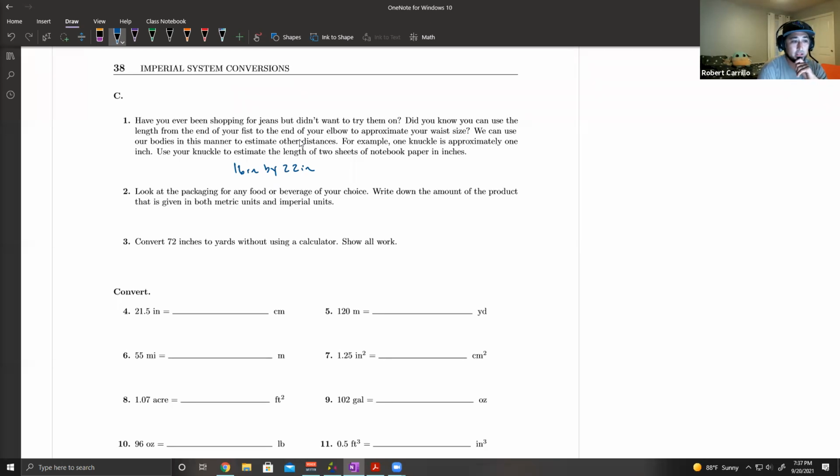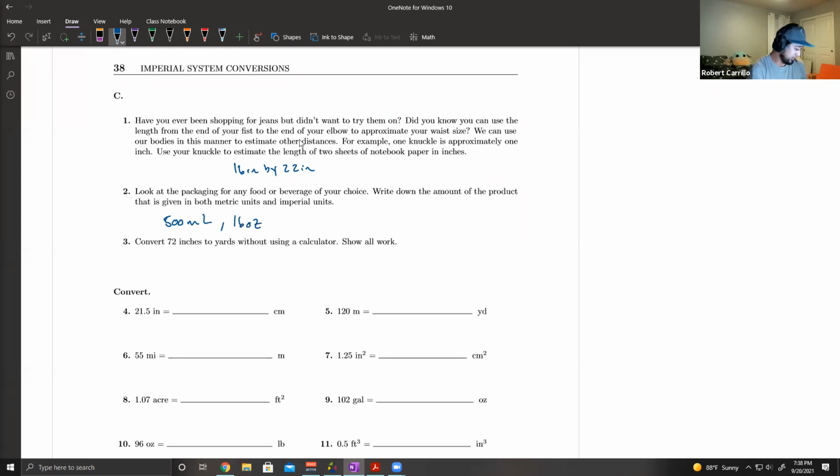Write down the amount of the product that is given in both metric units and imperial units. Oh, anybody have a soda next to them? I do not. Oh, I have my water. Look at this. I lucked out. Right now, it's at 500 milliliters. And if I drink some more, it'll go to 16 ounces.